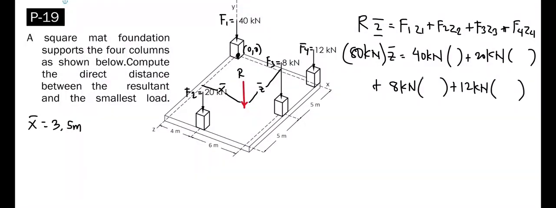And the distance for the 40 kilonewton force going from the origin along the z-axis, that is 0, since it is located on this point here. And for the 20 kilonewton force that is located 5 plus 5 meters, that is 10 meters. And for the 8 kilonewton force, that is a distance of 5 meters along the z-axis. And for the 12 kilonewton force, that is 0. Now we can solve for z.